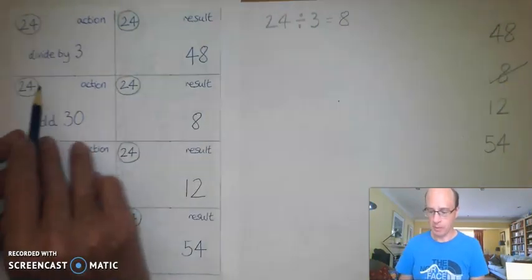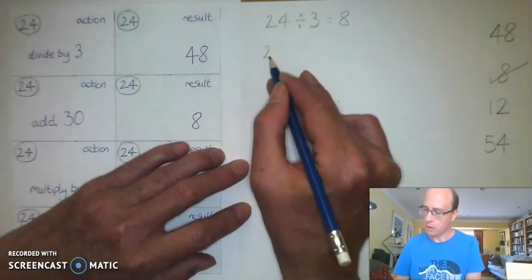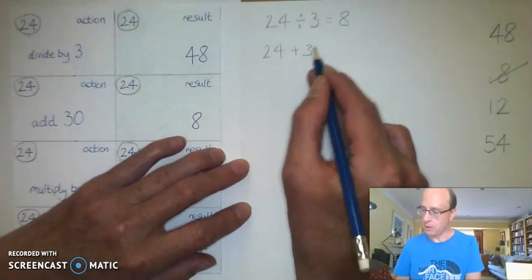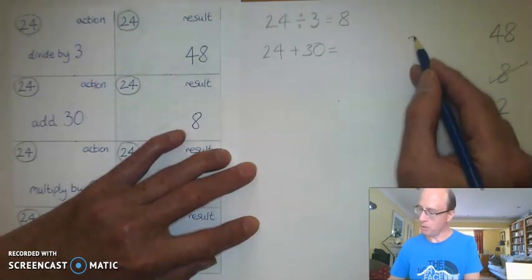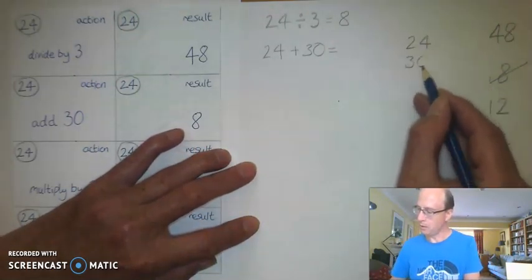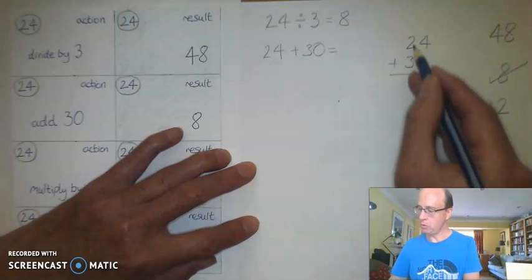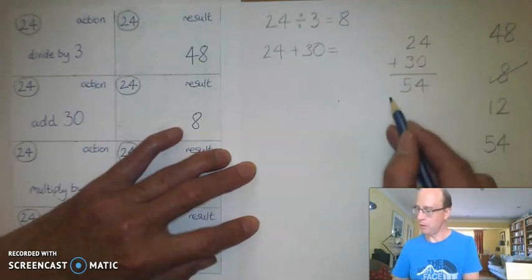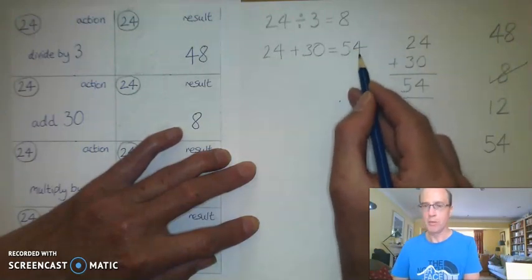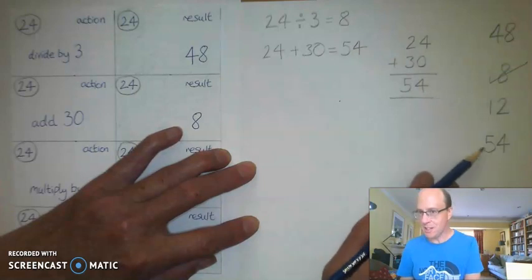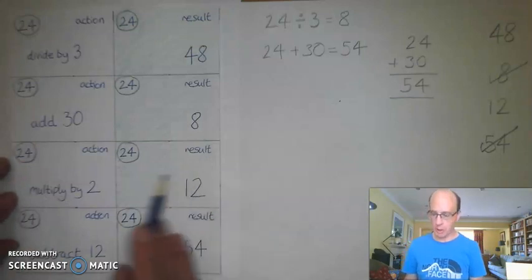Let's have a look at the next card. We've got 24 and we're going to add 30. Let's write that down. So we've got 24, I'm adding 30, and I want to know what that is. Well, let's do a bit of column addition. We've got 24, I'm going to add 30. What do we get? 4 plus 0 is 4, 2 plus 3 is 5, 54. So 24 plus 30 is equal to 54. Is it in my list? Yes, it is. It's at the bottom. Cross that off.